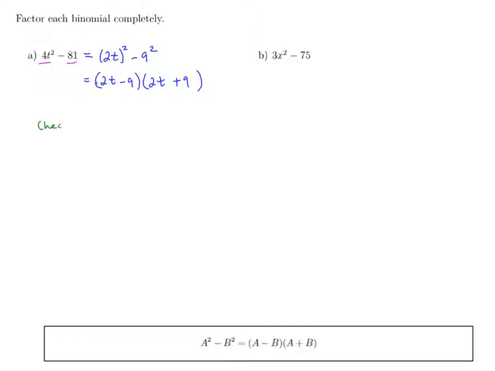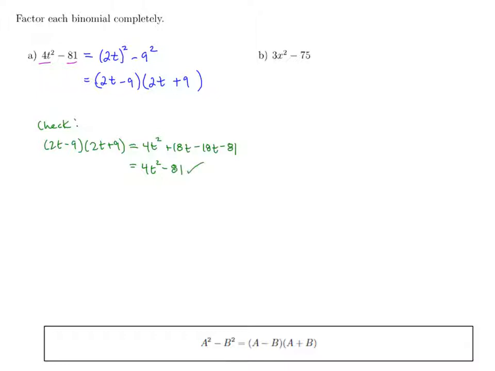And if we go and check, we'll see why this works out. So 2t minus 9 and 2t plus 9. When we FOIL that, we'll get (2t) squared, which was our 4t squared that we started with. And then our outside terms, we'd get plus 18t minus 18t minus 81. And indeed, we can see that that's 4t squared minus 81.